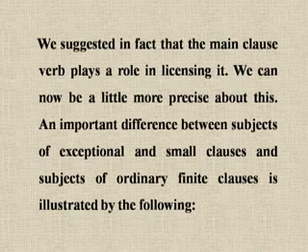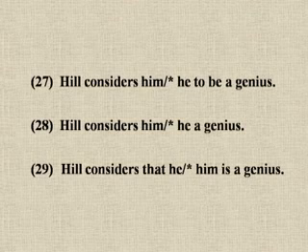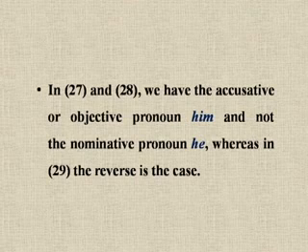An important difference between subjects of exceptional and small clauses and subjects of ordinary finite clauses is illustrated by the following. He considers him to be a genius. He considers him a genius. He thinks that he is a genius. In (27) and (28), we have the accusative or objective pronoun him and not the nominative pronoun he, whereas in (29), the reverse is the case.